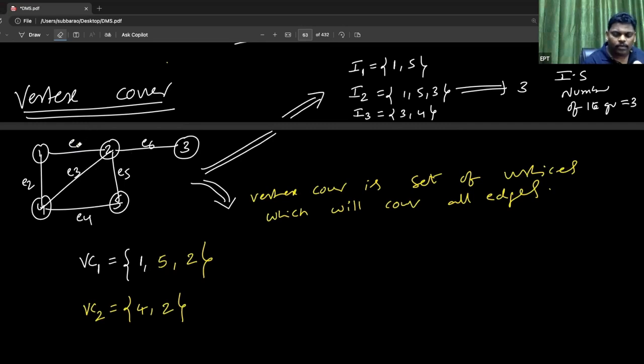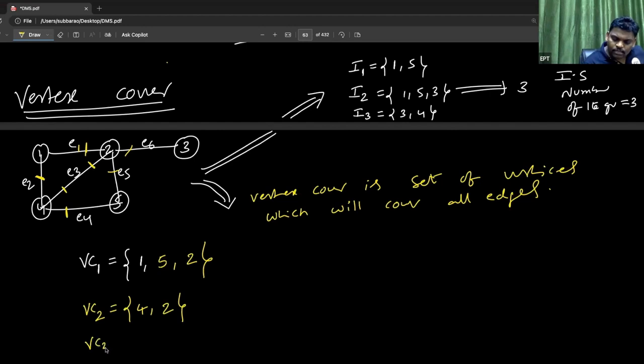It is the E1. If I say vertex 4, see this one, vertex 4, these 3 are covered. If I say vertex 2, this is covered, this is covered, this is covered. The same edge may be covered again. I don't have any problem. That is also another one.